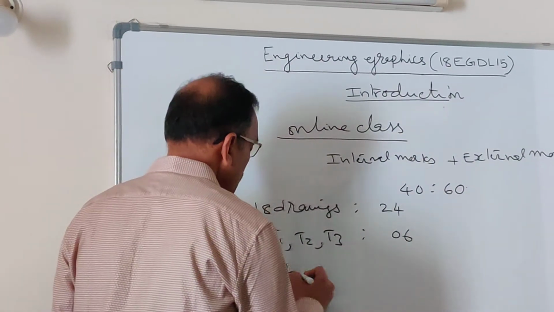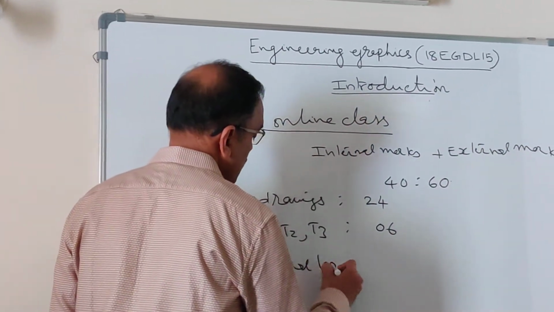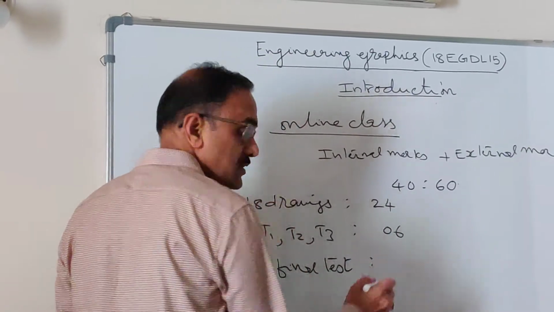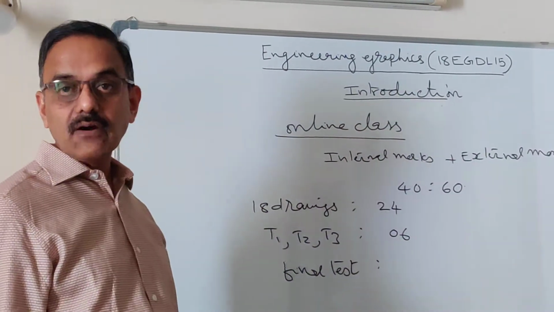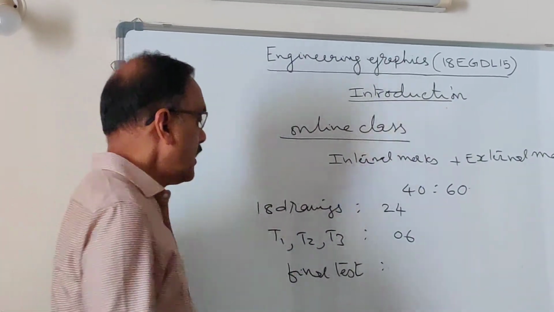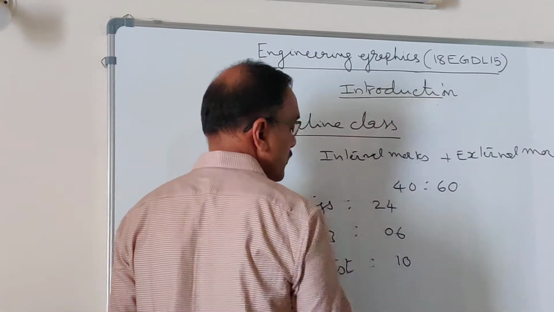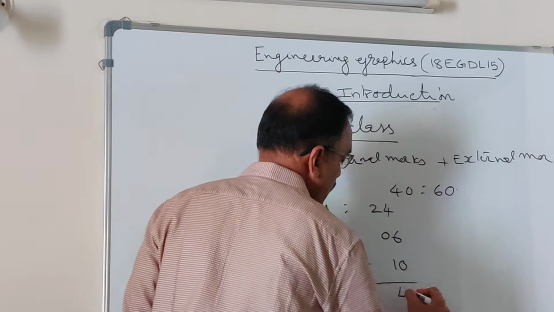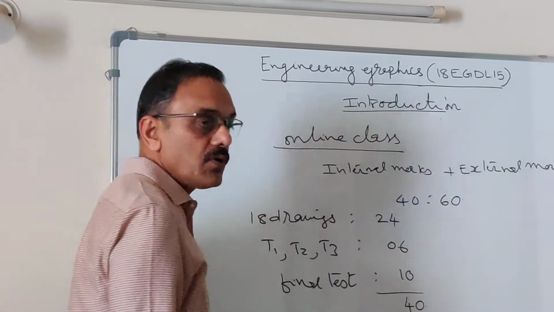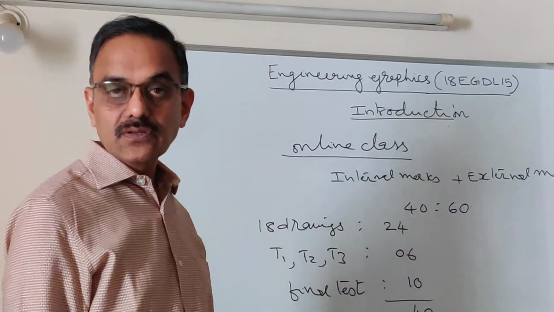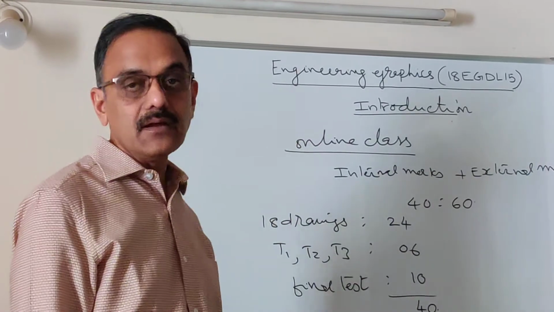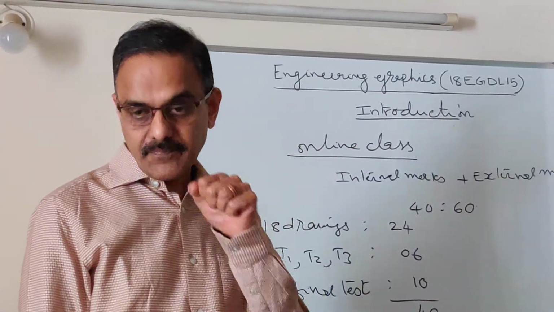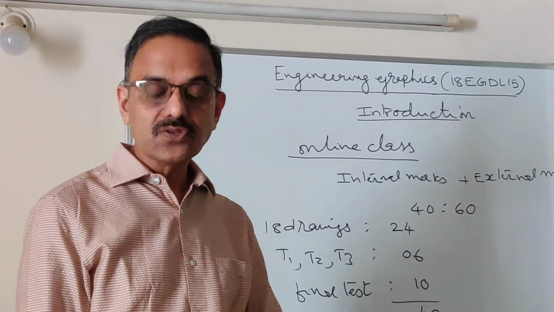And finally, you will have a final test, which includes 100% of the syllabus. All the syllabus that is covered will be included in the test, and those marks will be finalized for 10. So the total will be 40. So this is about the internal marks, 24 plus 6 plus 10, 40. This is about the internal evaluation.